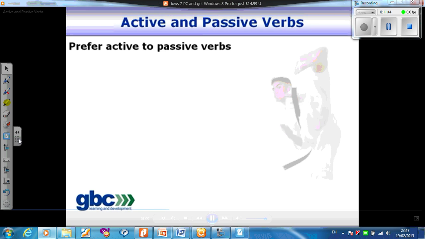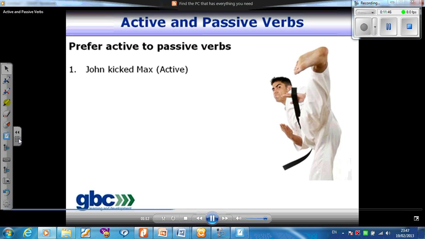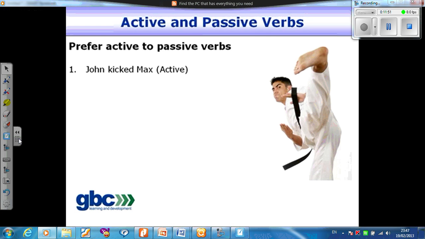Let's have a look at an example. Sentence number 1 is active. John kicked Max. John is the subject of the sentence. The action is kicked, and Max is the object. John, the subject, is doing the action, so that's called active.